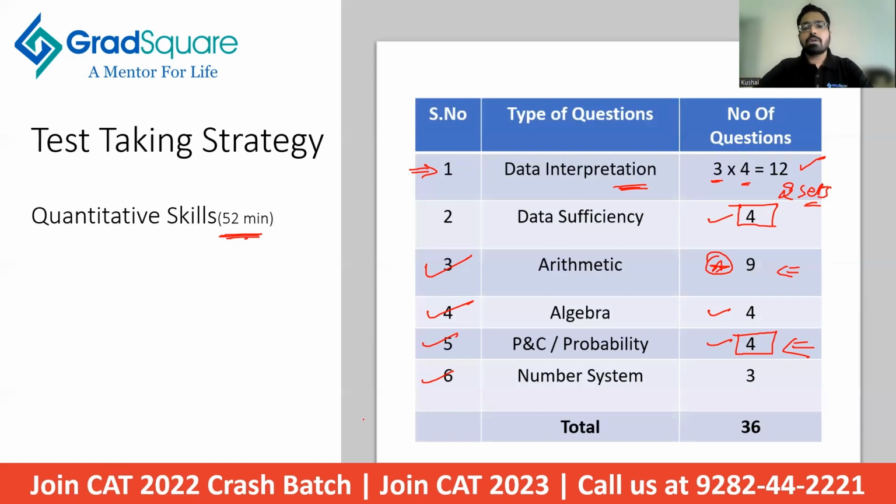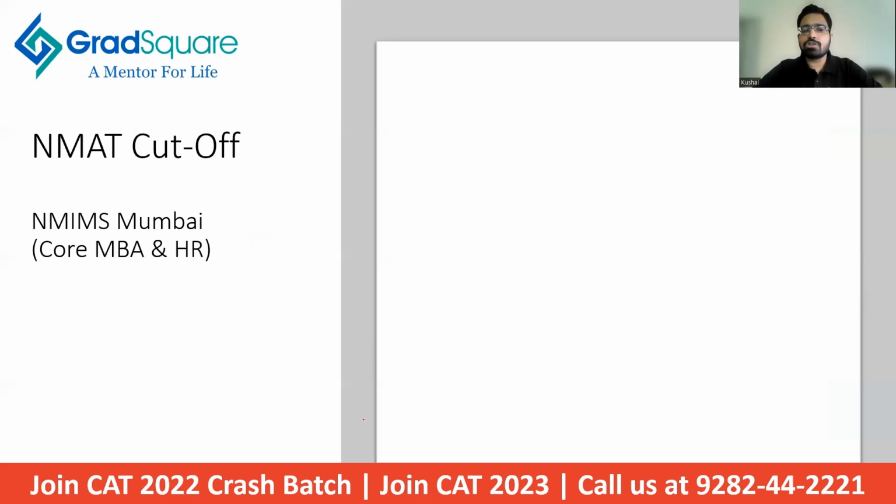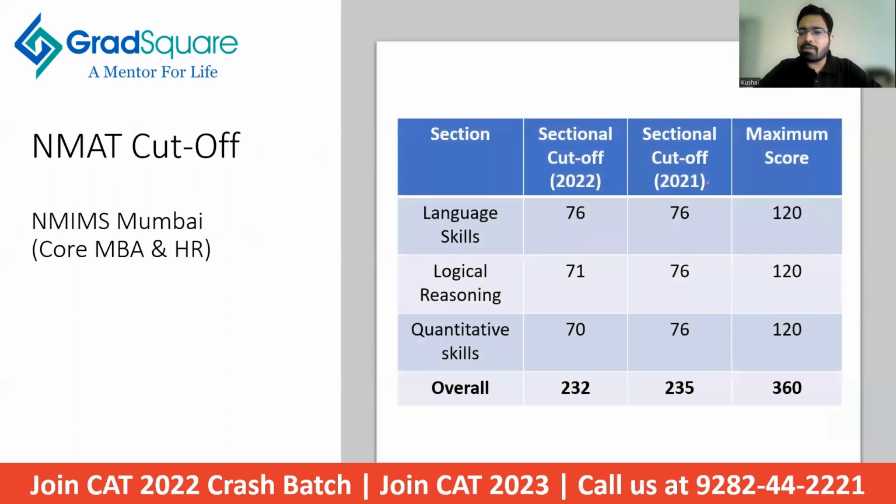Okay, so let's now get into the third part of this video, which is to look at the previous year's cutoff and understand what kind of scores we can find ourselves comfortable with and where we might have a bit of trouble. If I look at last year's NMAT Mumbai Core MBA and HR programs cutoff, you would realize that in 2021, the first year in which it went adaptive, the overall cutoff was 235 and the individual section cutoff was 76.